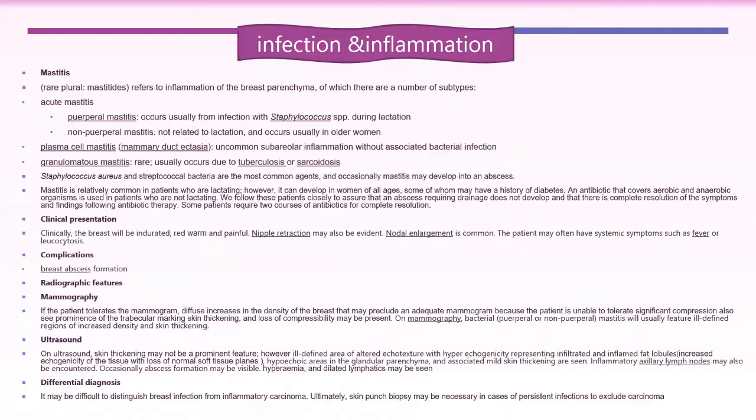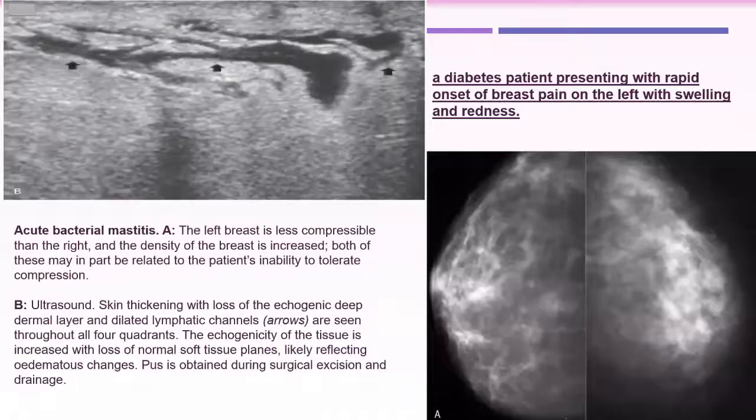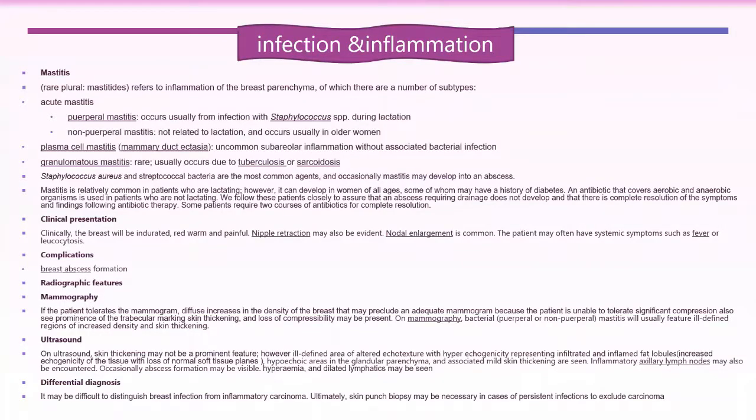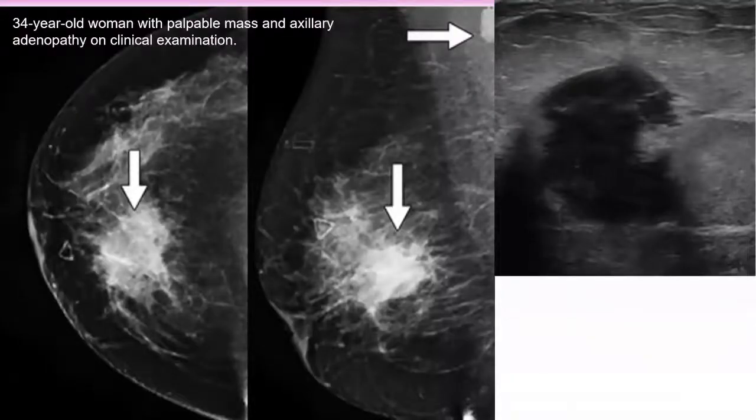So in mastitis, we have puerperal or non-puerperal mastitis. This lady, I forgot to put the age of the patient, had non-puerperal bacterial mastitis. We have puerperal mastitis, and non-puerperal mastitis includes plasma cell mastitis and granulomatous mastitis. Okay, so here, it's yours.